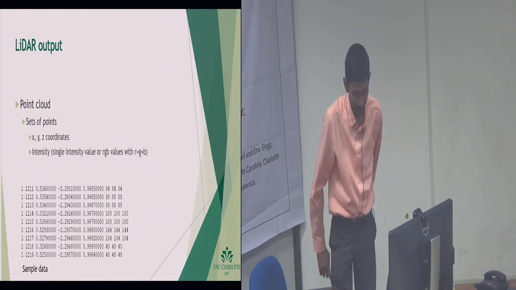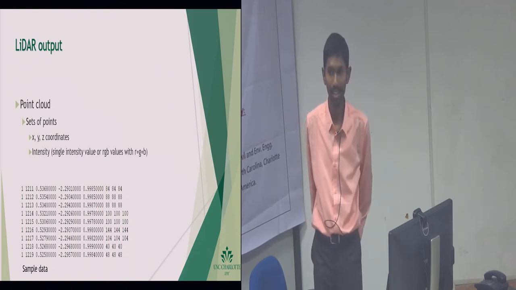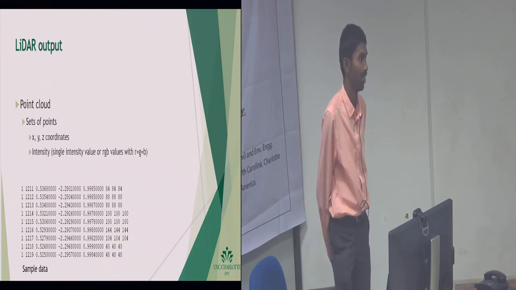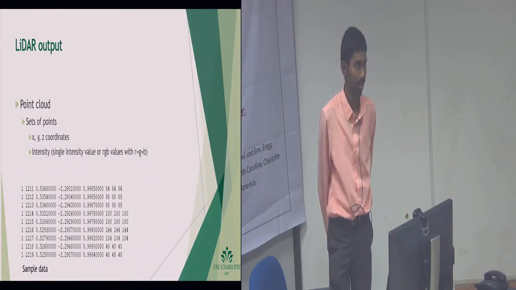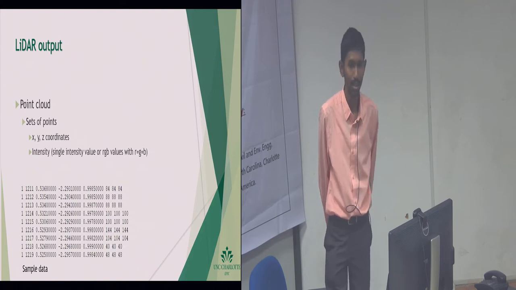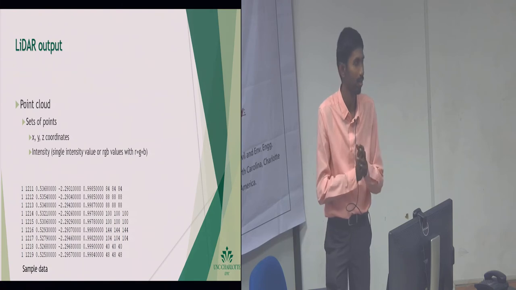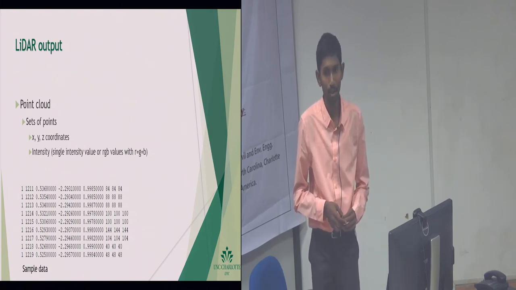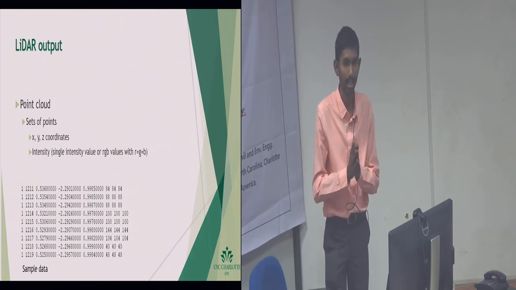Now, what does a LiDAR give us? What is its output? Basically, it gives out a point cloud. What is a point cloud? A point cloud is a set of points, and a point is basically XYZ coordinates. A LiDAR also gives us an intensity map, which depends on the reflectivity of a surface. So intensity can be a single value or RGB values with R equal to G equal to B.